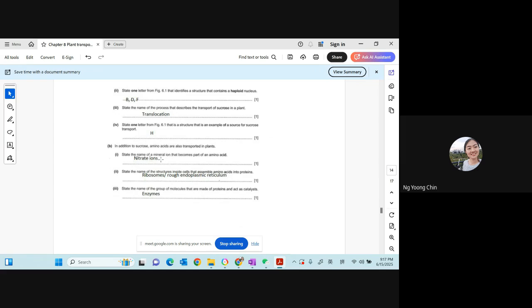Why? Because nitrate ions become the source of the amino acids. Amino acids need nitrogen, right? So nitrate ions will supply the nitrogen source to the amino acid. If there are no nitrate ions, there will be no more amino acids because amino acids require nitrogen in their structure.